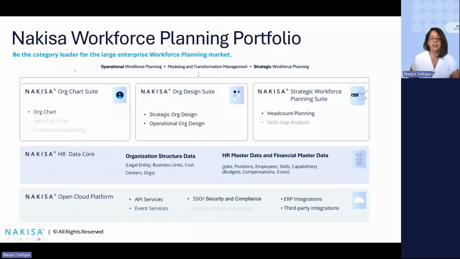Sorry about that. All right, so our workforce planning portfolio comprises three main suites. We have the org chart suite, the org design suite, and the strategic workforce planning suite. Each of our suites contains a set of products. Org chart suite. This includes the org chart product with agile org chart and compliance reporting coming as part of our roadmap. We have the org design suite, and this suite encompasses both strategic and operational org design.